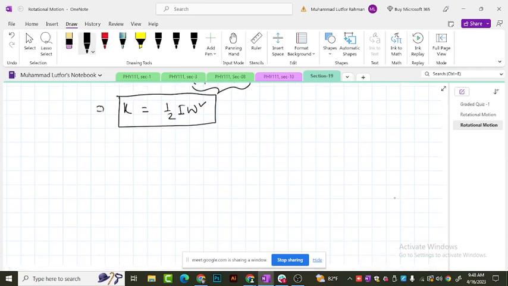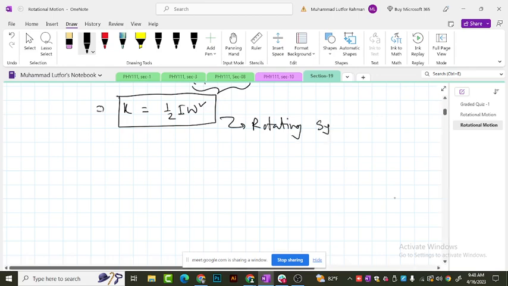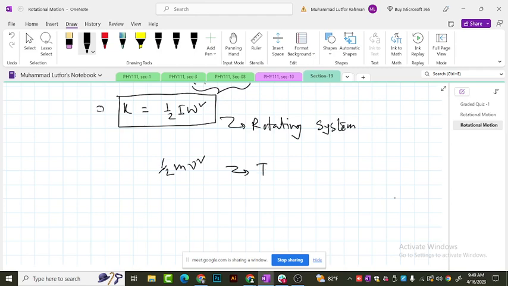And when the system has only this motion, we say the system is rotating, or this is called the rotating system. When the system has only half of I omega square, the system has only rotational motion. When the system has only half of m v square, it is called the translational system or translational motion, or sometimes we say linear motion.